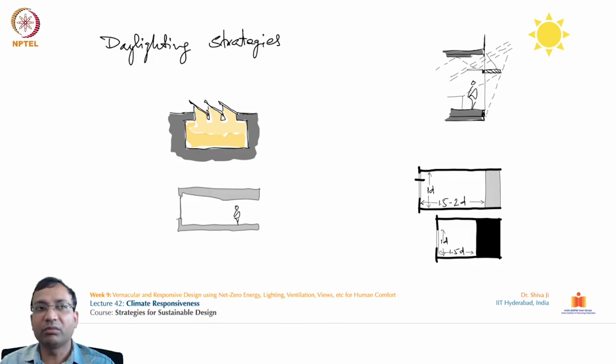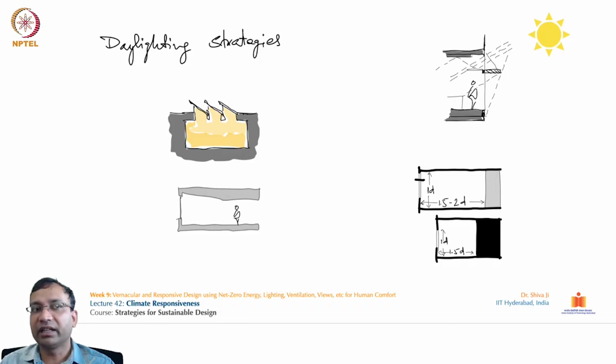So the window to wall ratio, WWR, and the depth of the spaces, the screens and the angle of these louvers, these are all actually part of the overall study area. So you can see in this particular sketch over here, this daylighted zone goes up to almost 2D, which is the height D.